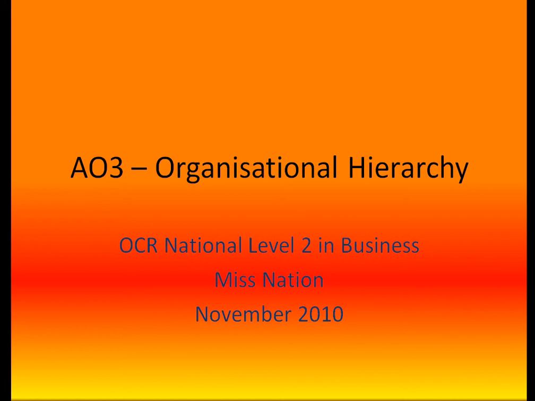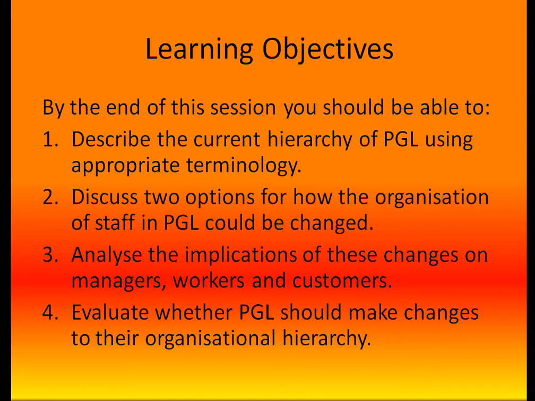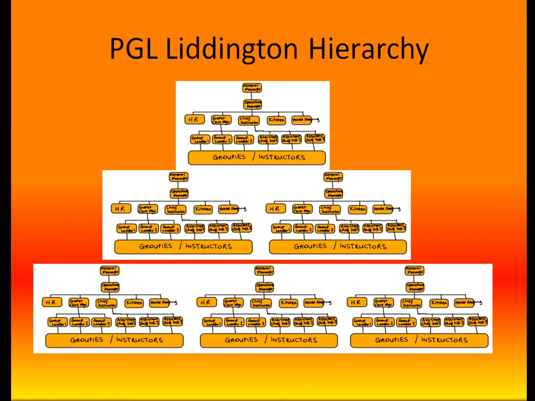Organisational Hierarchy, OCR National Level 2 in Business, Assessment Objective 3. In this assessment objective, you need to firstly be able to describe the current hierarchy of PGL using appropriate terminology. You need to be able to discuss two options for how the organisation of staff in PGL could be changed. You need to analyse the implications of these changes on managers, workers and customers, and finally you need to evaluate whether PGL should make changes to their organisational hierarchy.